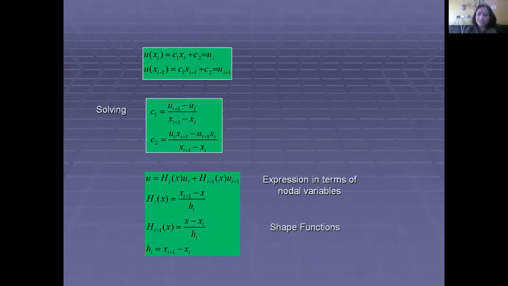Now, what have I done? I have obtained the values of the coefficients. I have not actually obtained the numerical values, but I have been able to express C1 and C2 in terms of the nodal variables only. So in terms of the nodal variables ui and ui+1, and in terms of xi, I have obtained C1 and C2. So if I know ui+1, if I know xi+1, I should be able to find the solution u equal to C1 x plus C2 over the first element.